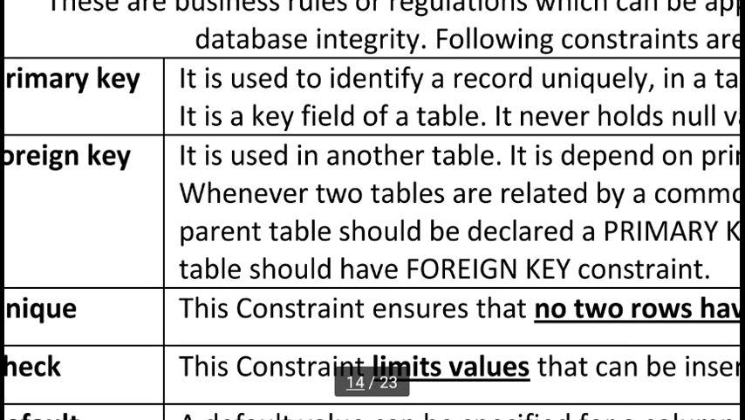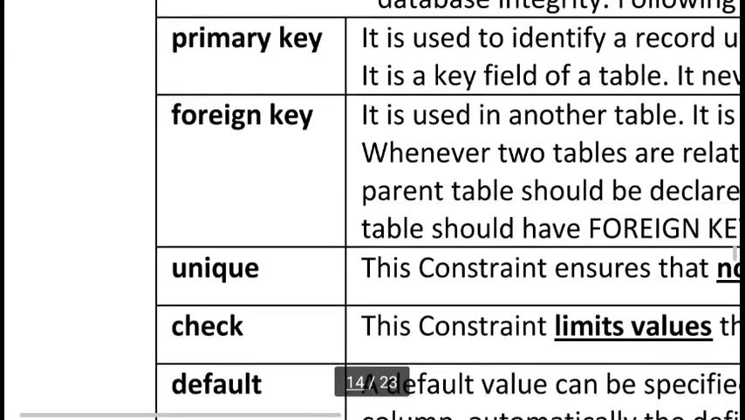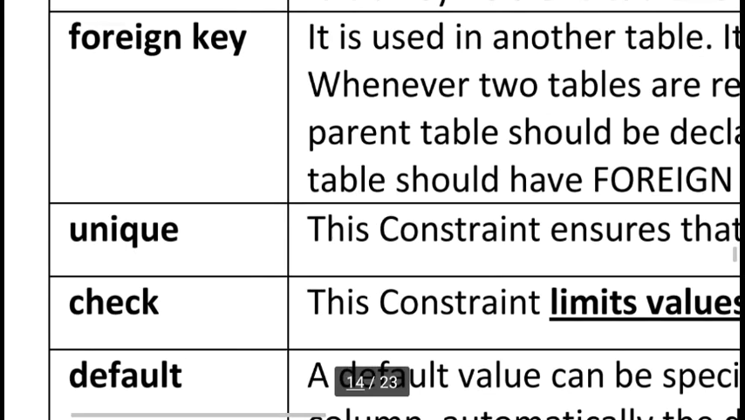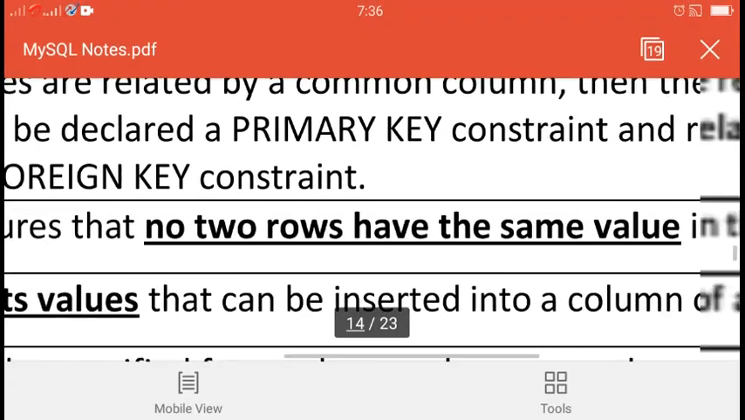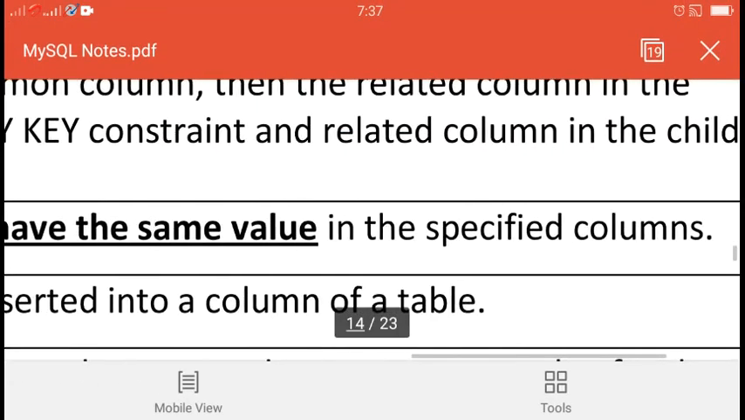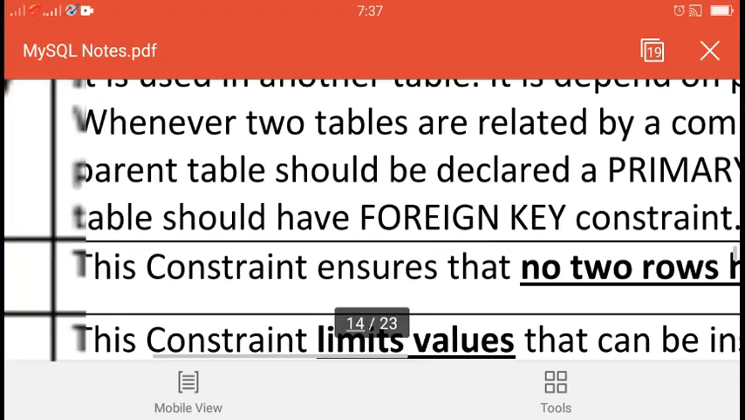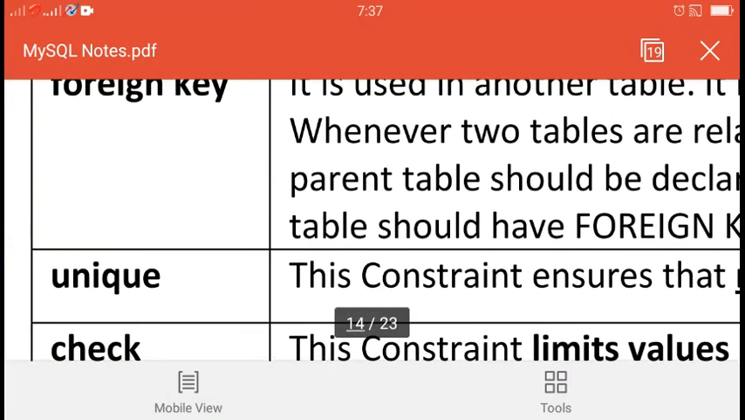So we can use foreign key constraint. Constraint means rules and regulation on a particular column. We can use unique. This constraint ensures that no two rows have the same value in the specified column. So this is a unique.